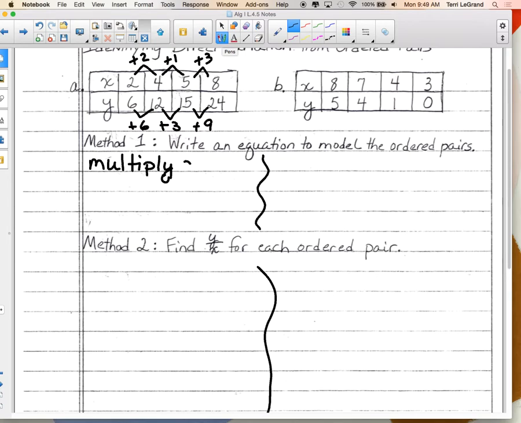So multiply x by 3 to get y. So y equals 3x. We already decided it's linear. Now the real question is, is it direct variation? Does it represent direct variation? Is this direct variation?